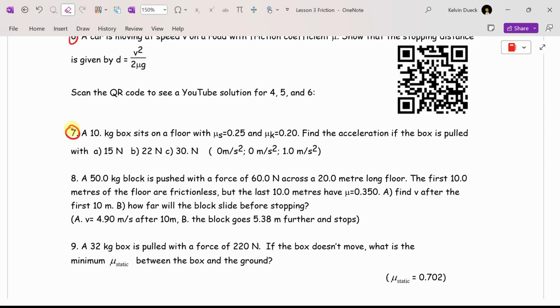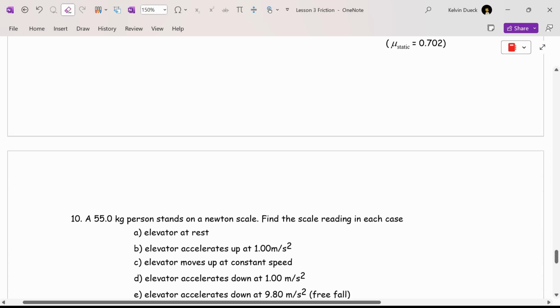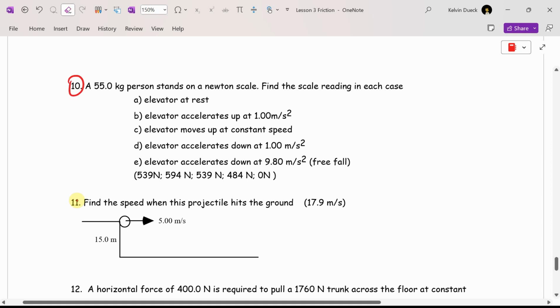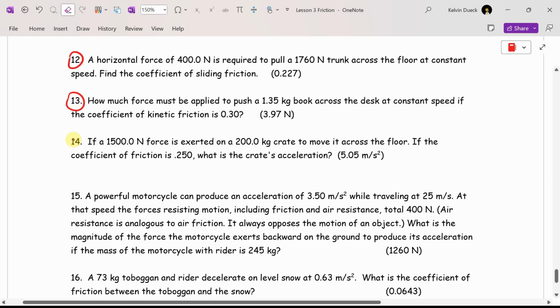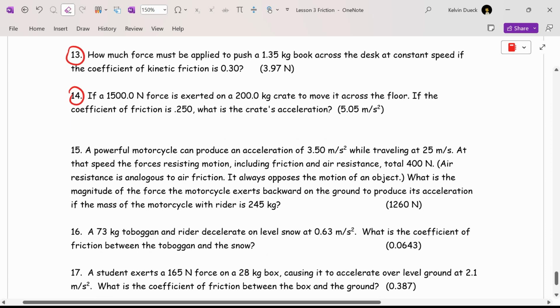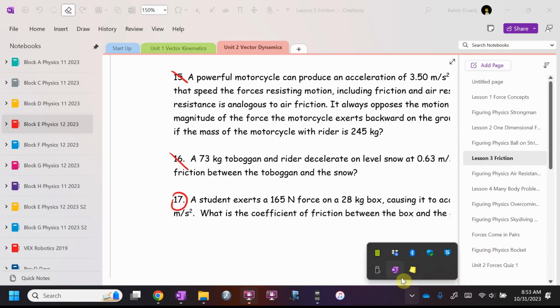Number 7, this is just like the example that we did. Has 2 different coefficients of friction. We're going to skip 8. 9 is good. 10 is good. We're going to skip 11. 12 is good. 13 is good. 14 is good. Skip 15. Skip 16, but 17 is good. Pause the video.